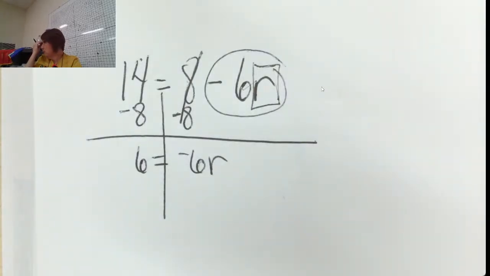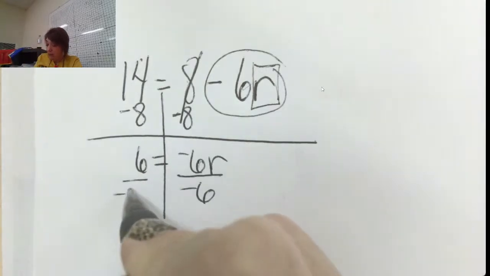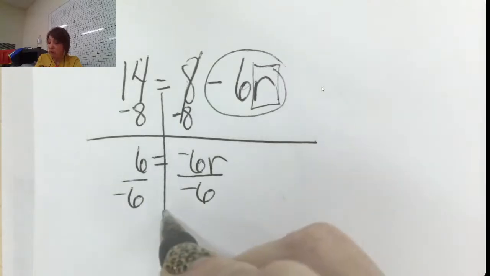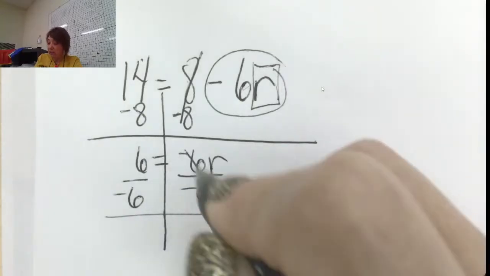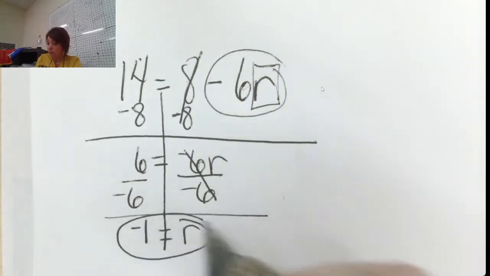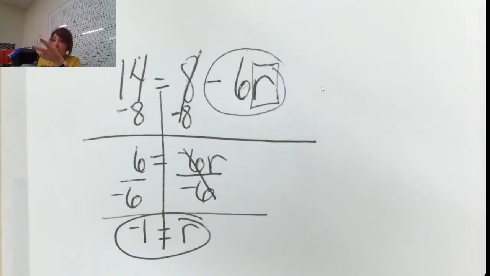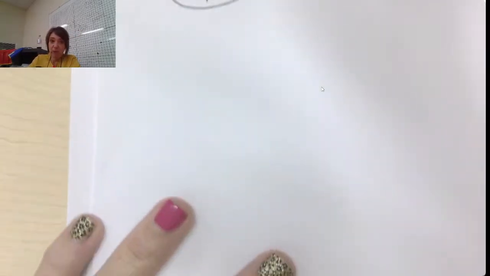Okay, what do we do next? Why do we divide? Because we got to get r by itself and it's multiplied, and the opposite of multiplying is dividing. So that means r equals negative 1. And that's our answer for number 13. Now, if we wanted to check this, what would we do? Plug it in. Y'all, you could plug it in, check it, see if it's right. I'm not going to spend our time doing that. Okay, so that was number 13.